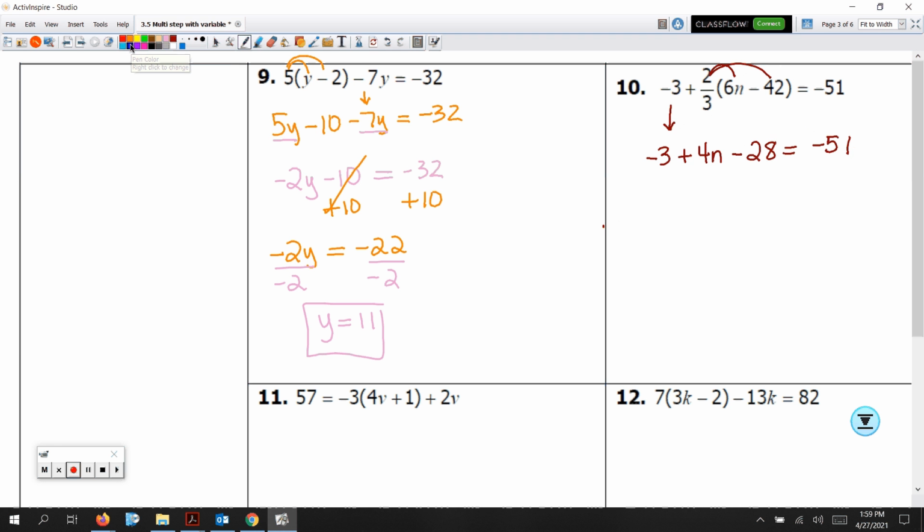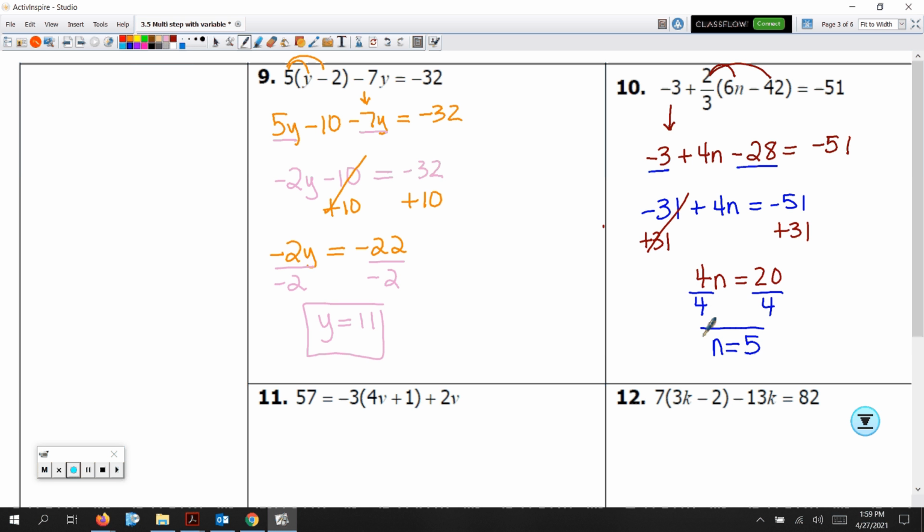So now I have like terms here. I have -3 and -28. -3 minus 28 is -31. That's 4n is equal to -51. We're going to add 51 to both sides. I'm sorry. No, we're not. We're going to add 31. We always work on the side with a variable, trying to get the variable isolated or all by itself. Okay, so now I have 4n equals 20. Divide both sides by 4. And n is equal to 5.